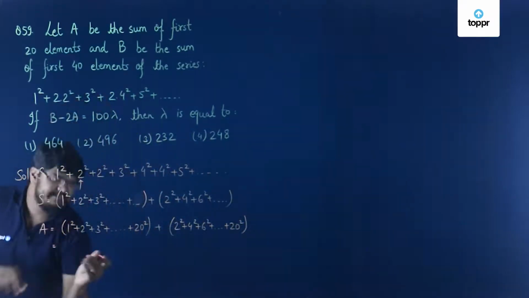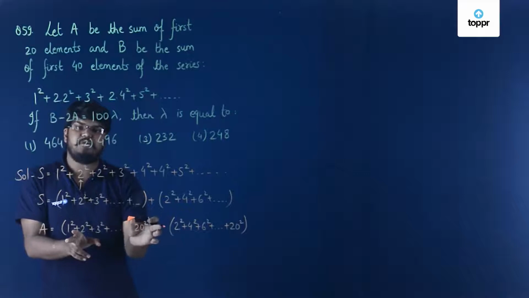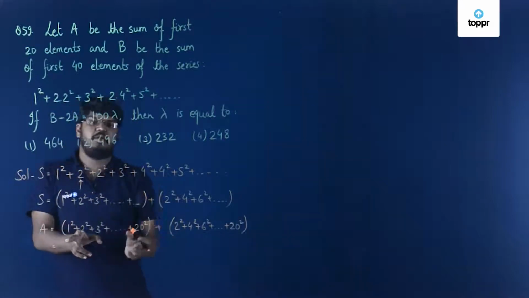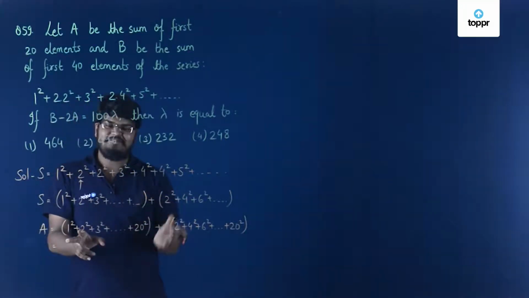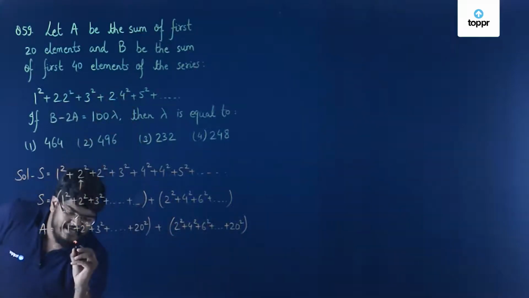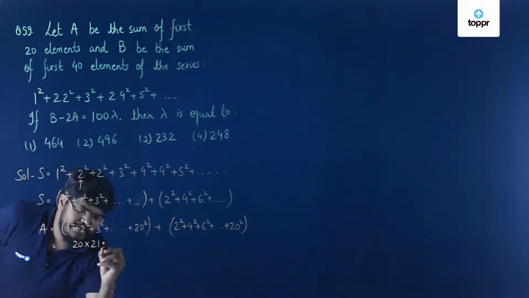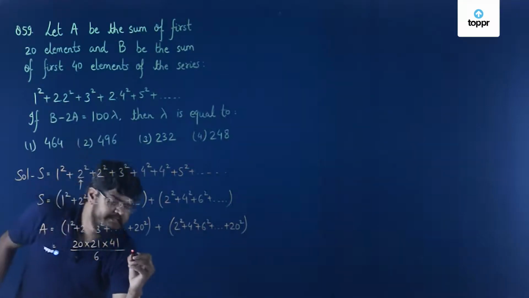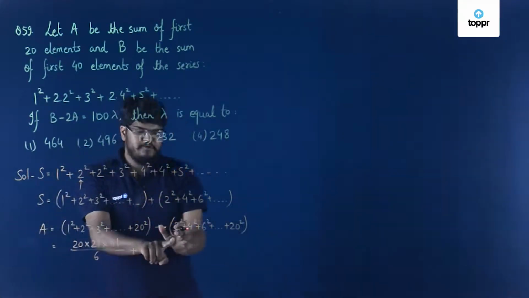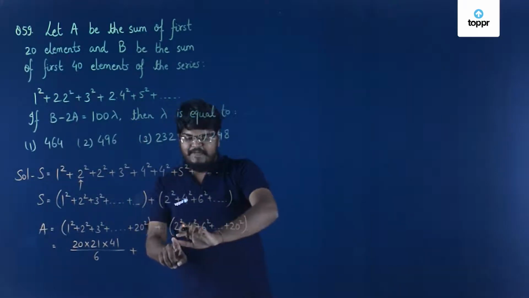Now you can see that this is the sum of the squares of first 20 natural numbers, and we know the formula n into n plus 1 into 2n plus 1 by 6. So that will make it 20 into 20 plus 1 into 2 times 20 plus 1, which is 41, divided by 6, plus what I am going to do, I am going to take 2 common from each of these terms.